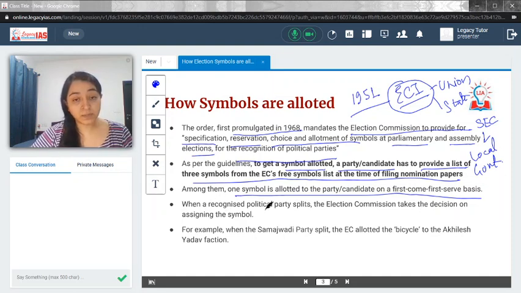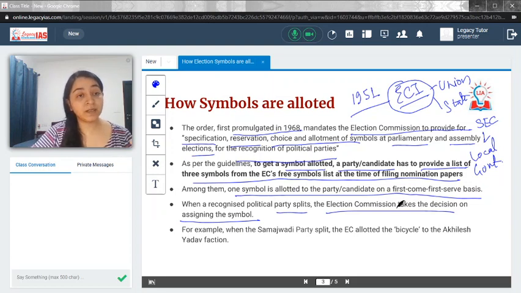When a recognized political party splits, the Election Commission takes the decision on assigning the symbol. This is also a very interesting fact: whenever a political party splits, the election symbol also becomes a point of contention, and in that case the decision of the Election Commission is final. It is the body or authority which decides which faction of the split political party will get the election symbol.